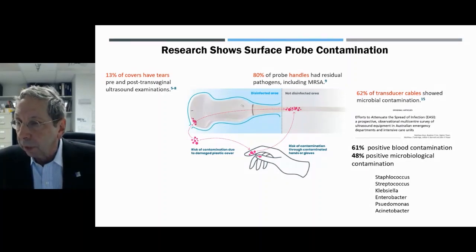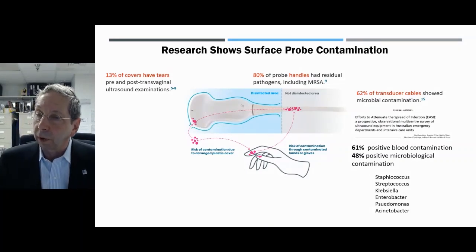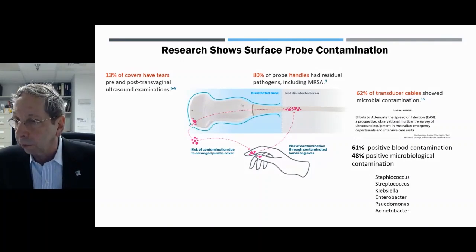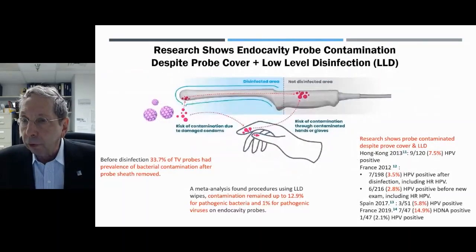And in terms of the organisms causing contamination, not surprisingly, they represent skin organisms like Staphylococcus and Streptococcus. And then they represent organisms that you would find in the vagina or rectum, such as enteric gram-negative rods, such as Klebsiella and Enterobacter, but also non-enteric organisms such as Pseudomonas and Acinetobacter. Again, research shows that endocavity probe contamination occurs despite a probe cover plus low-level disinfection.